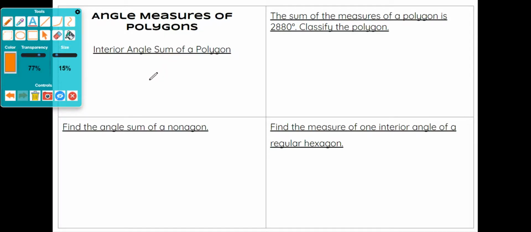Now that we've talked about the types of polygons and we've named them by sides, we can start looking at how to measure them. We're going to look at the interior angle sum of a polygon, and to do that, we do have an equation that will let us know what that is. Before we get into that equation, though, we need to define something.